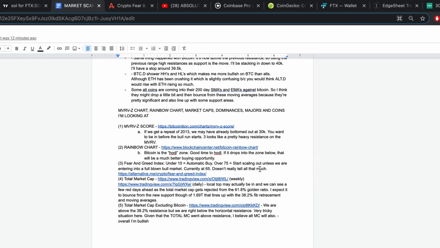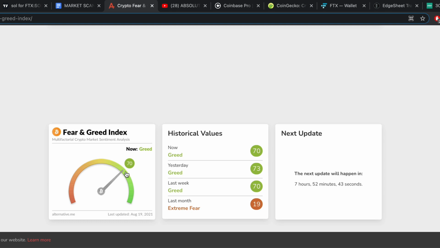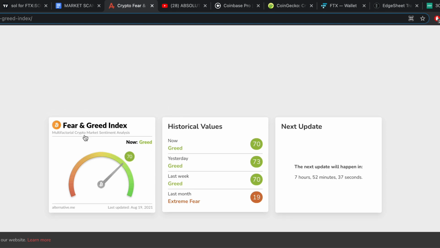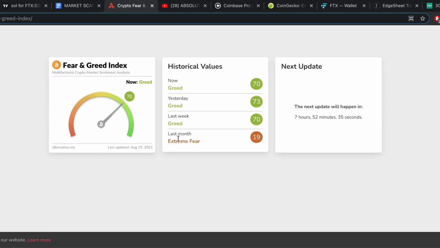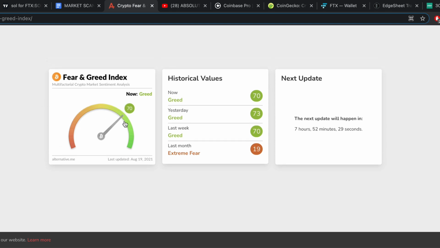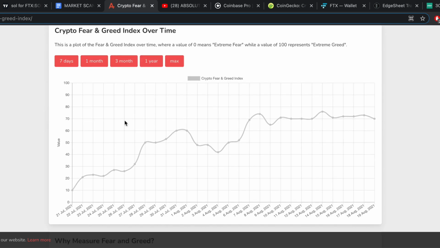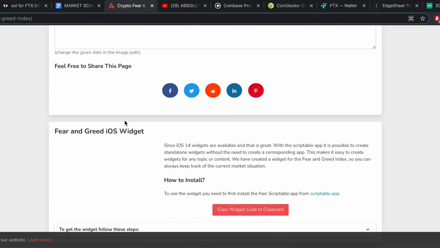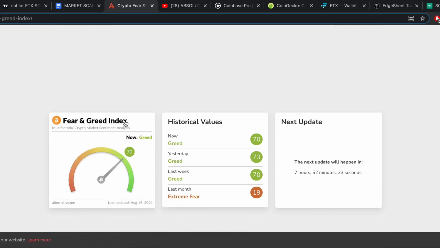Last time it was at 65. This was, I believe, 2 weeks ago. That didn't really tell that much. Now it's at 70, so it's getting to be pretty greedy. We're getting a lot more greedy. Last month it was at 19, and that was, of course, the best time to buy. Now it's at 70. It doesn't really tell me much because it's not over.